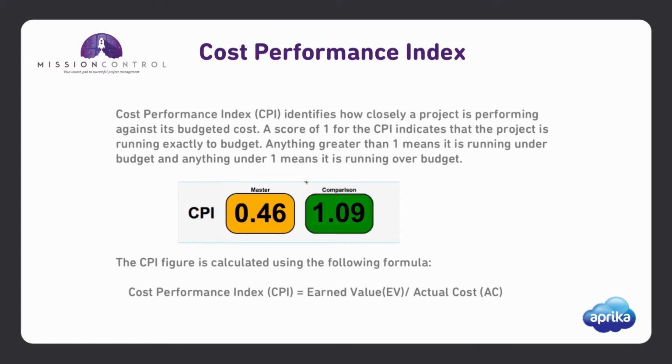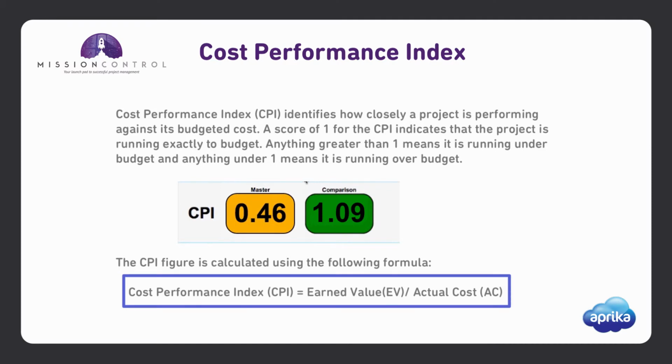Cost Performance Index (CPI) identifies how closely a project is performing against its budgeted cost. A score of 1 for the CPI indicates that the project is running exactly to budget. Anything greater than 1 means it's running under budget, and anything under 1 means it is running over budget. The CPI figure is calculated using the following formula. CPI equals earned value divided by actual cost.